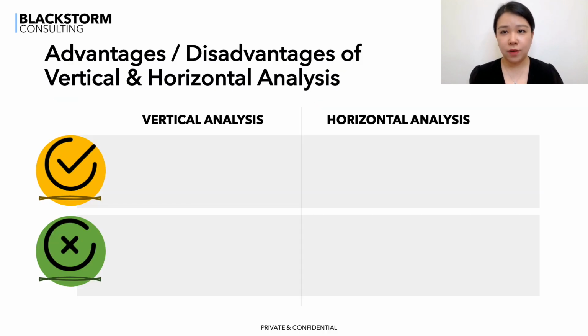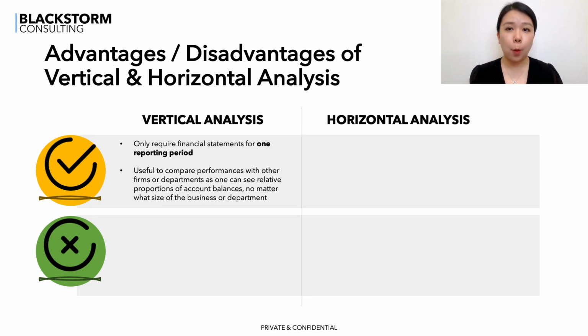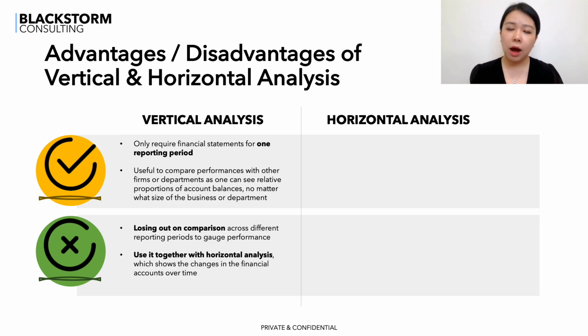Every tool has its advantages and disadvantages. For example, using vertical analysis will only require financial statements for a single reporting period. It is very useful for inter-firm or inter-departmental comparison of performance, as one can see the relative proportion of the account balance no matter the size of the business or the department. However, vertical analysis may cause the company to lose out on comparison across different time periods to gauge the performance. The best way to go about this is to use vertical analysis in conjunction with horizontal analysis rather than just either or.